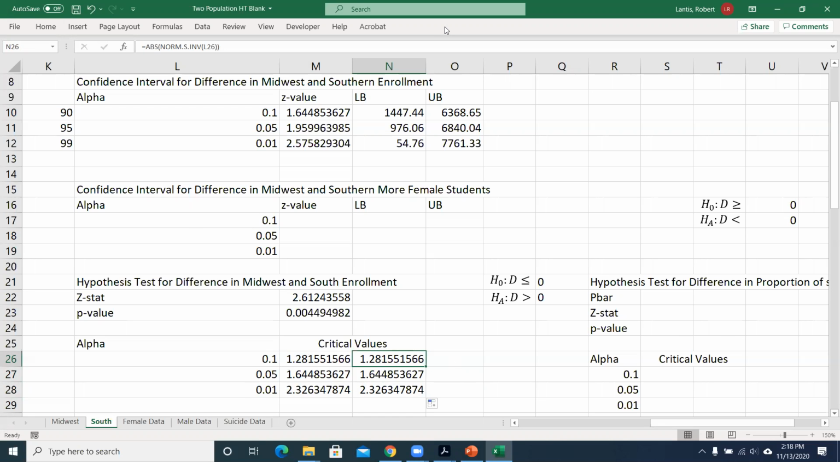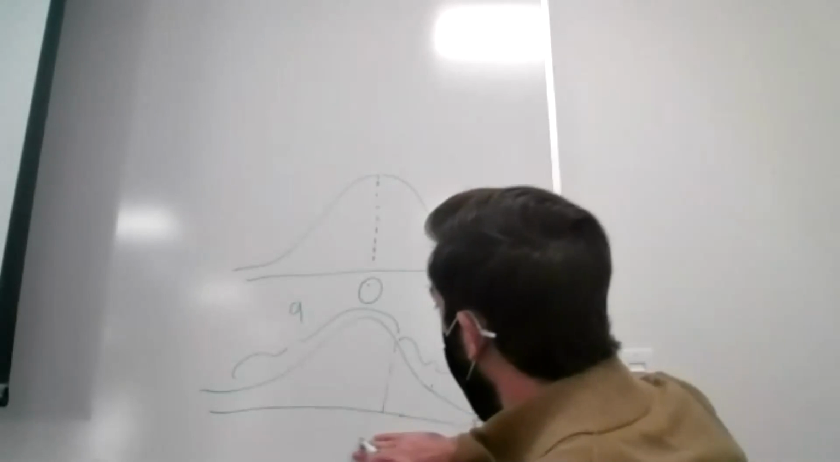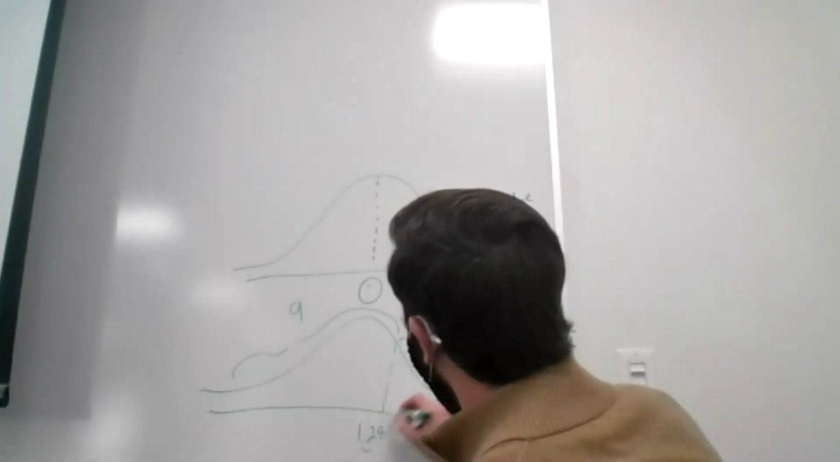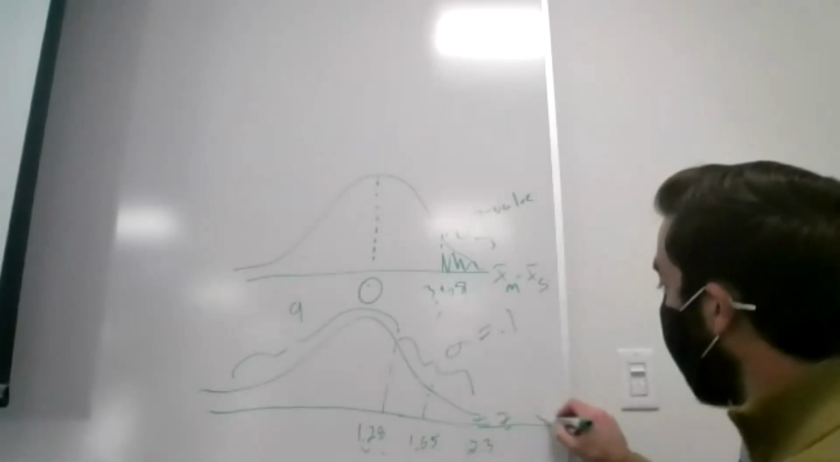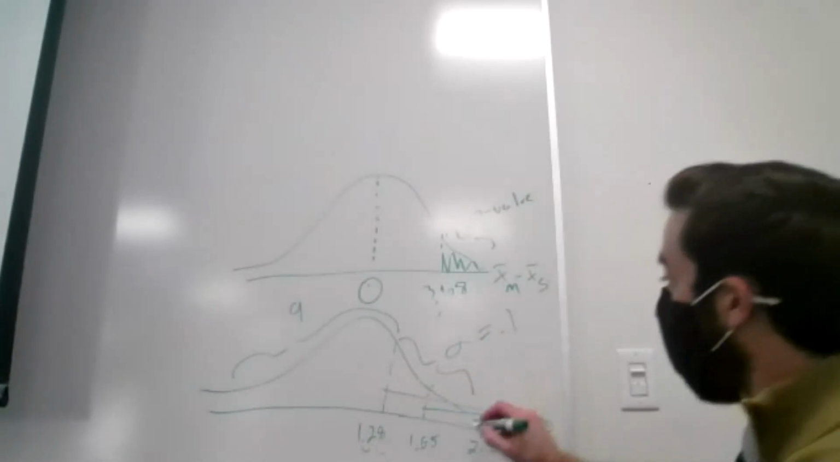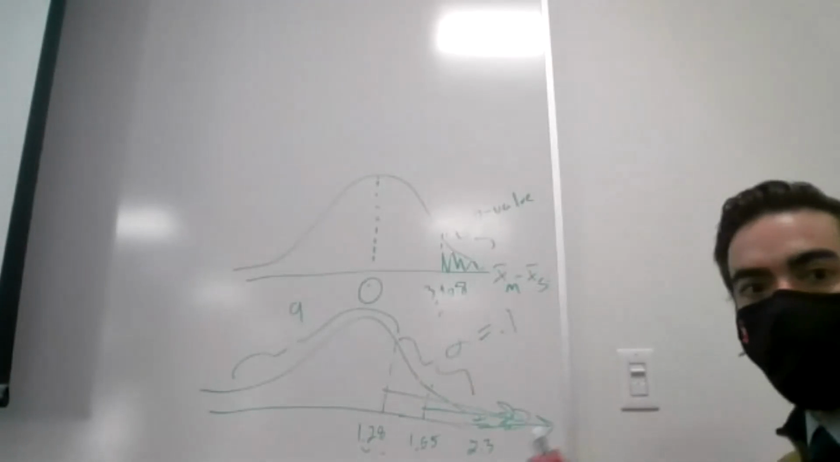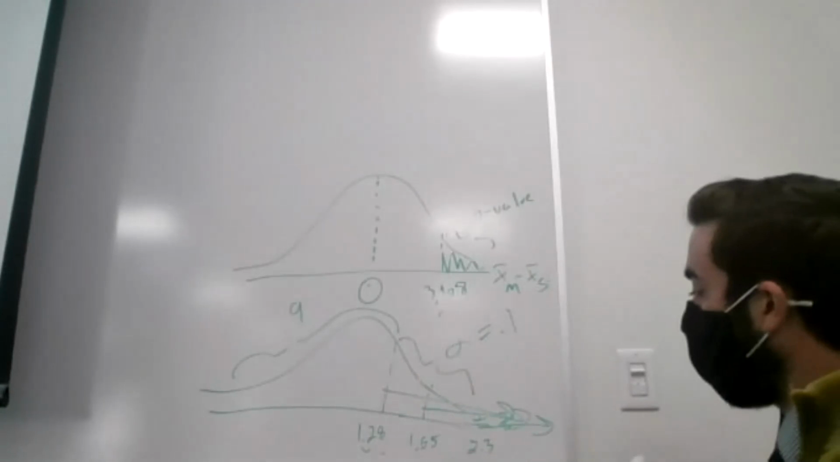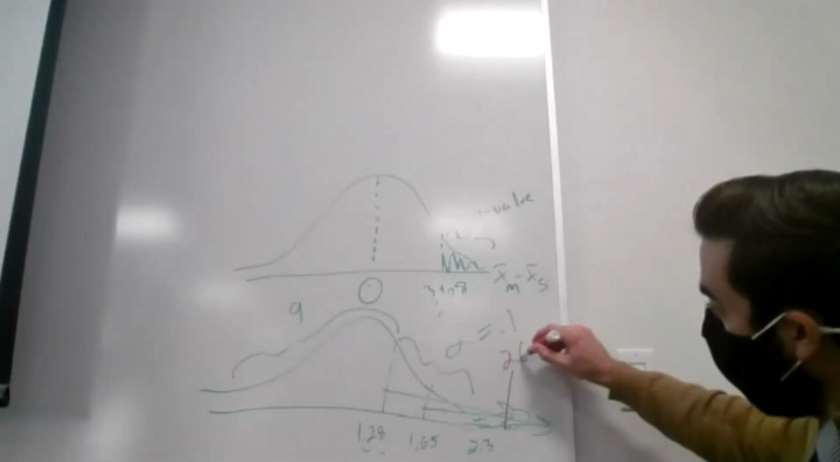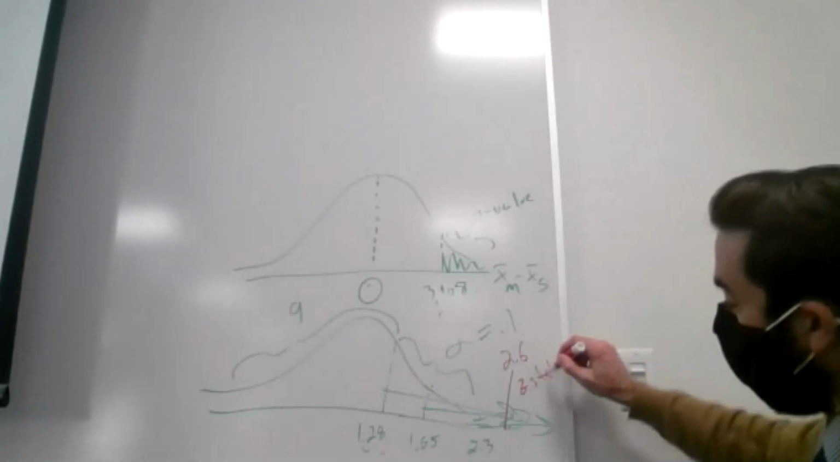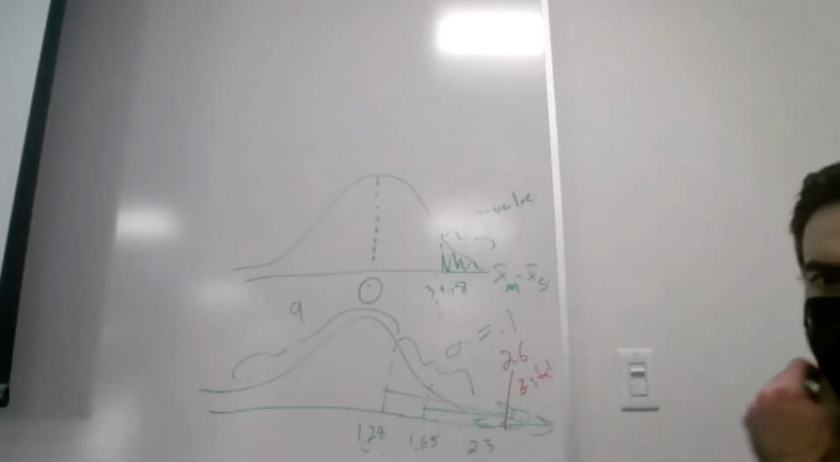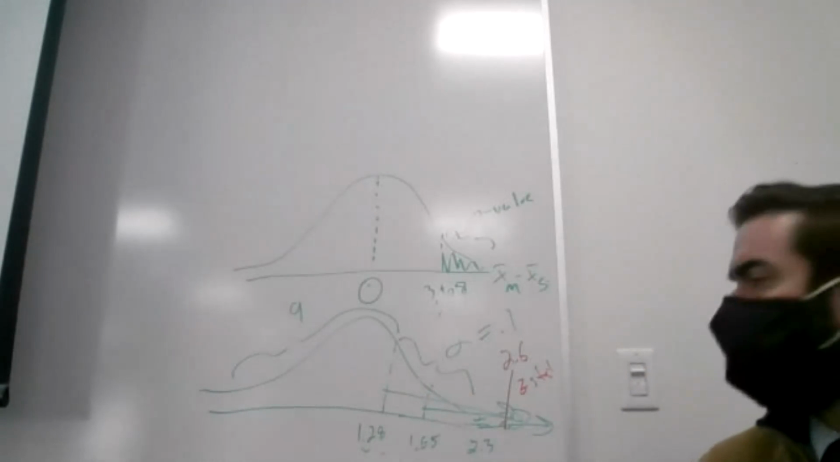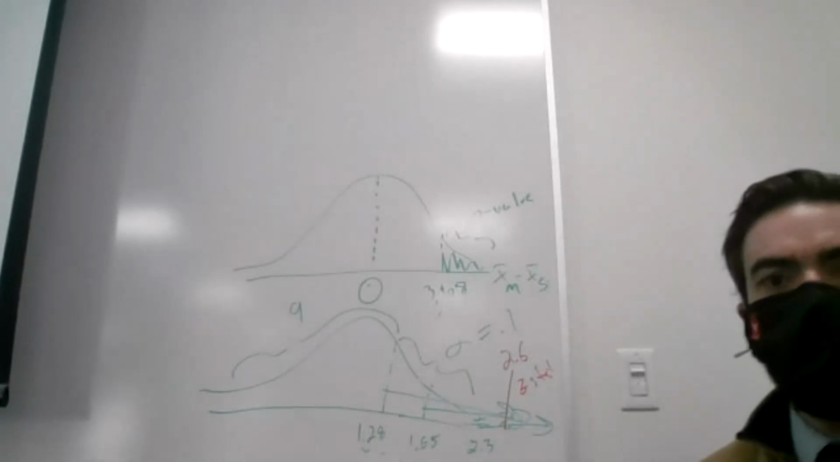What I would do is think about plotting those. So I've got 1.28, 1.65 about, and approximately 2.3. My rejection region is anything more extreme, or further to the right. I would then plot the test statistic I found, which was 2.6. It's pretty clearly in all 3 of these rejection regions. Right? Any questions on that? Okay with that?